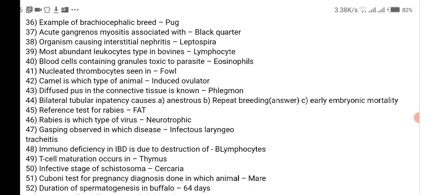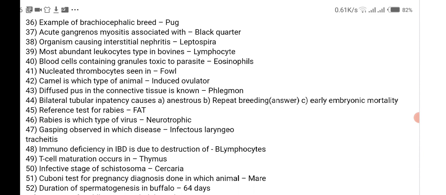Diffused pus in connective tissue is known as phlegmon. Bilateral tubular impotency causes repeat breeding.